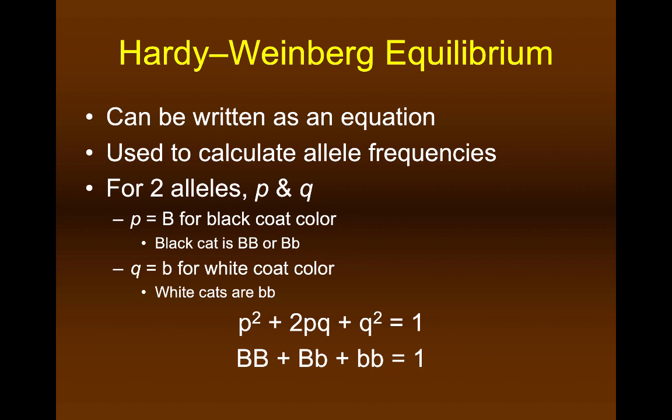Now, in terms of Hardy-Weinberg, the homozygous dominants are represented by p squared, the heterozygotes are represented by 2pq, and the homozygous recessives are represented by q squared. All right, so this is actually the equation we're going to be working with as we go through this example.